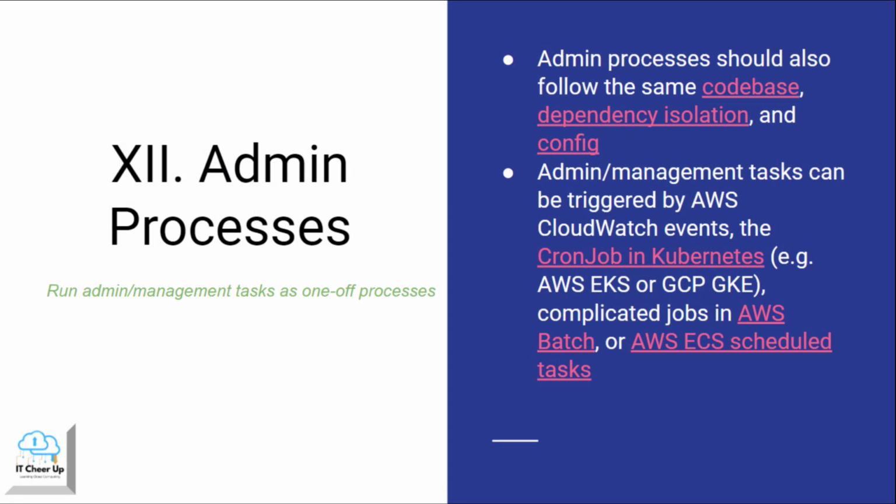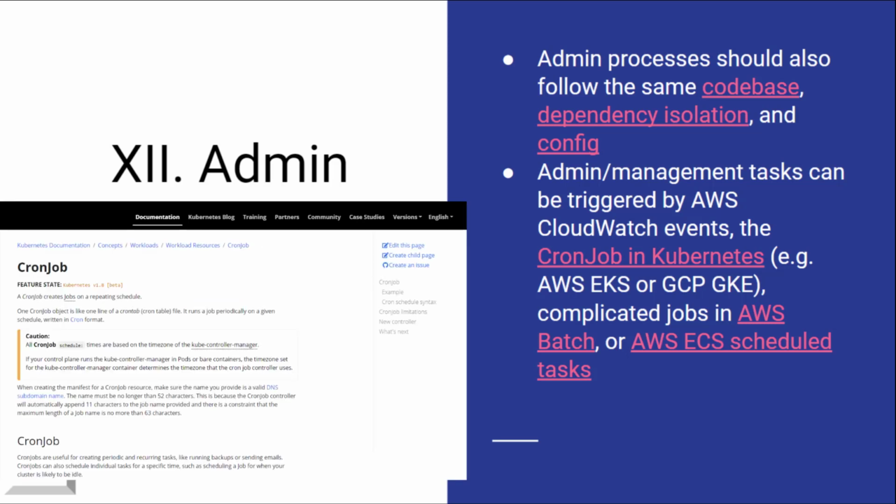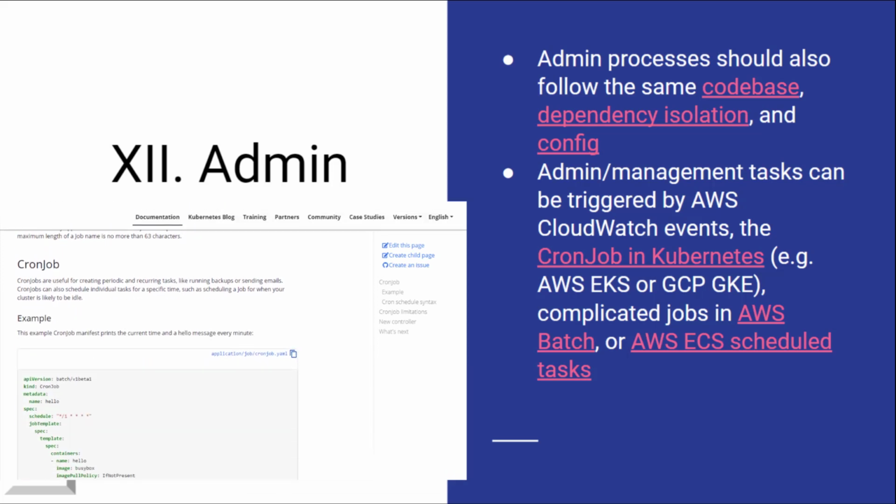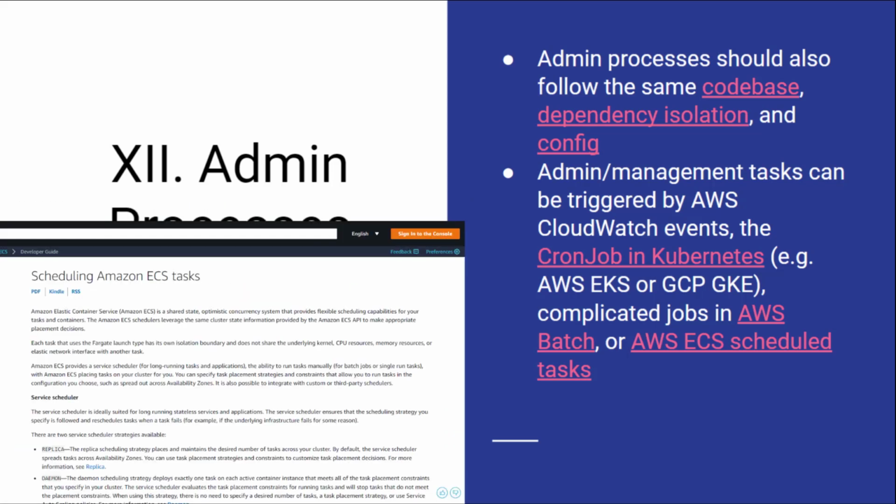The last one is admin processes. Admin processes should also follow the same codebase, dependency isolation, and config as any process in the same release. Admin or management tasks can be triggered by AWS CloudWatch events, the cron job in Kubernetes in either AWS EKS or GCP GKE, complicated jobs in AWS Batch, or AWS ECS scheduled tasks.